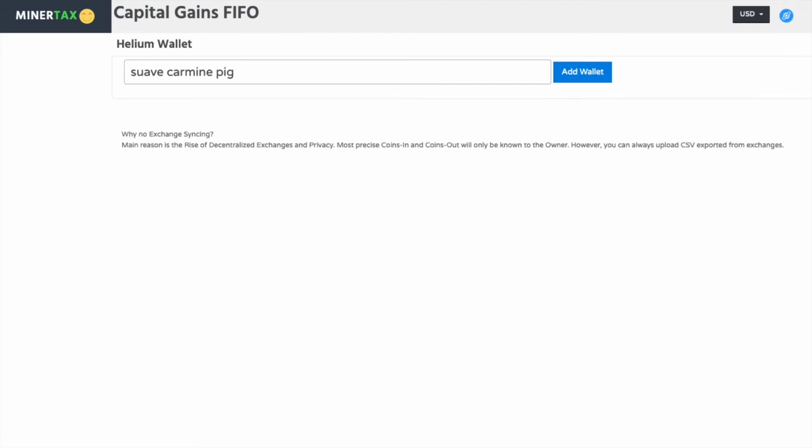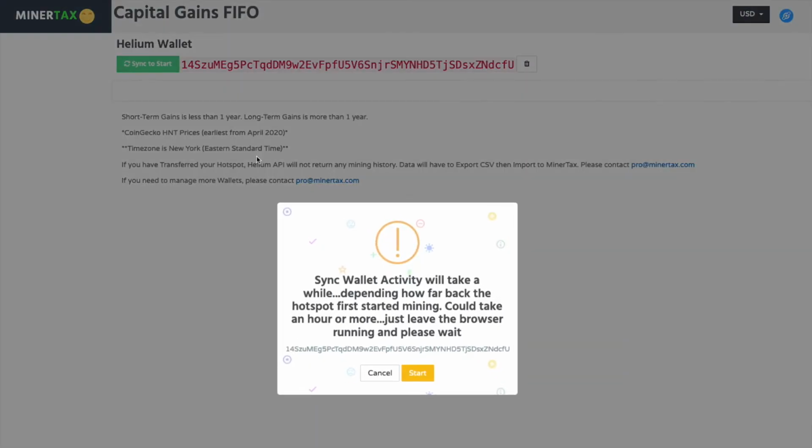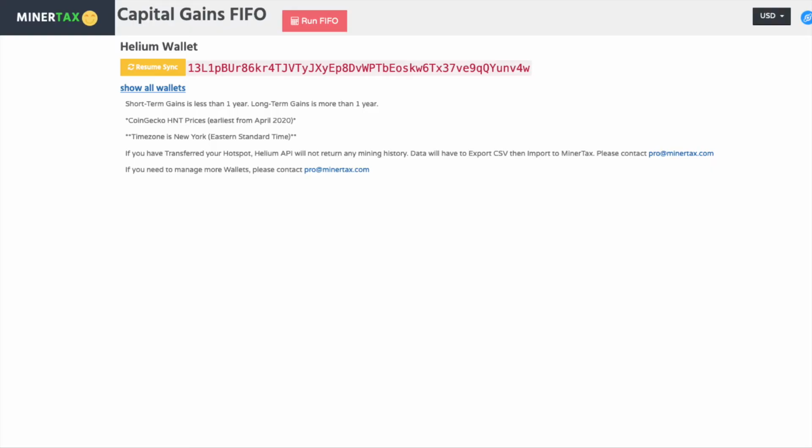Get started by entering your hotspot or address. Minor Tax will look up your main wallet. After unlocking, begin the syncing process. Please note that depending on how early you started mining, the first sync could take hundreds of pages to add to the database. Please just leave the browser running until it is completed. Otherwise, you will need to resume syncing.